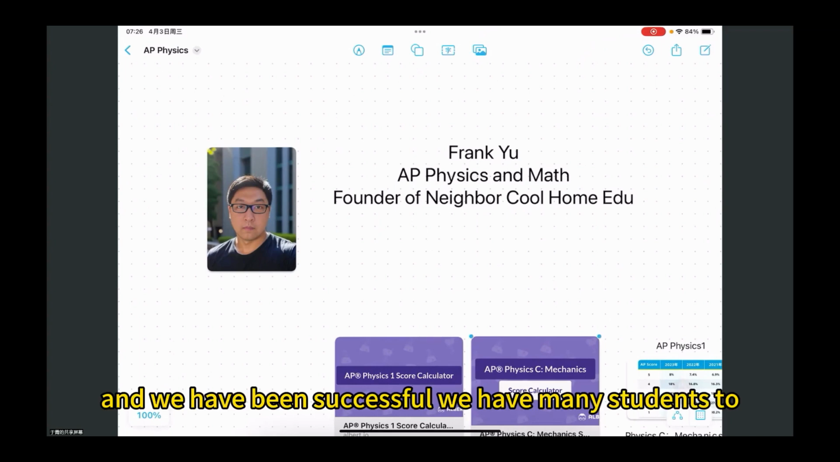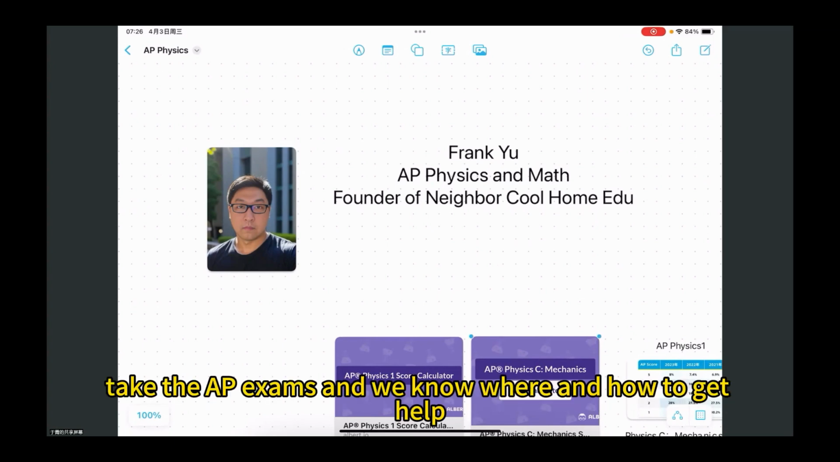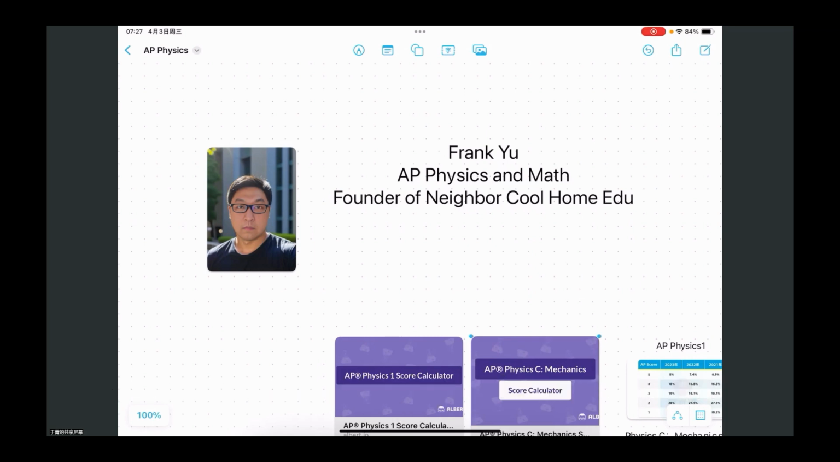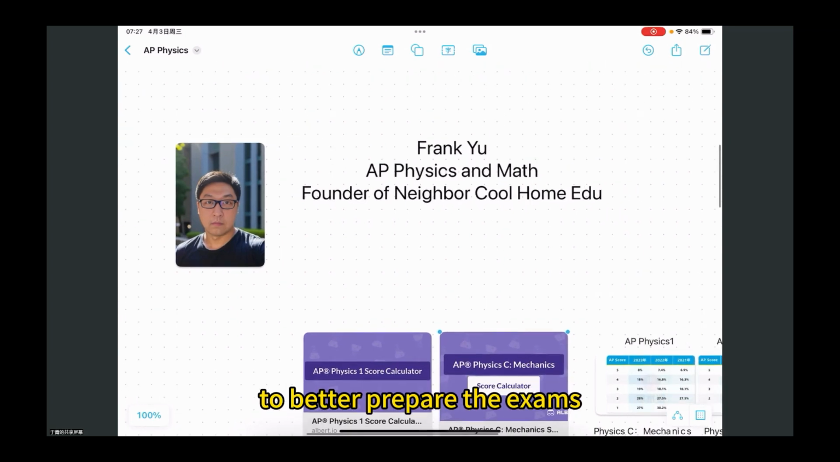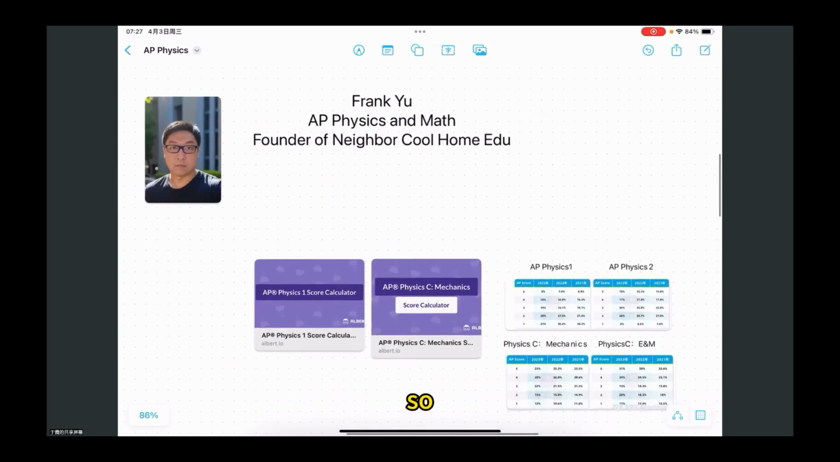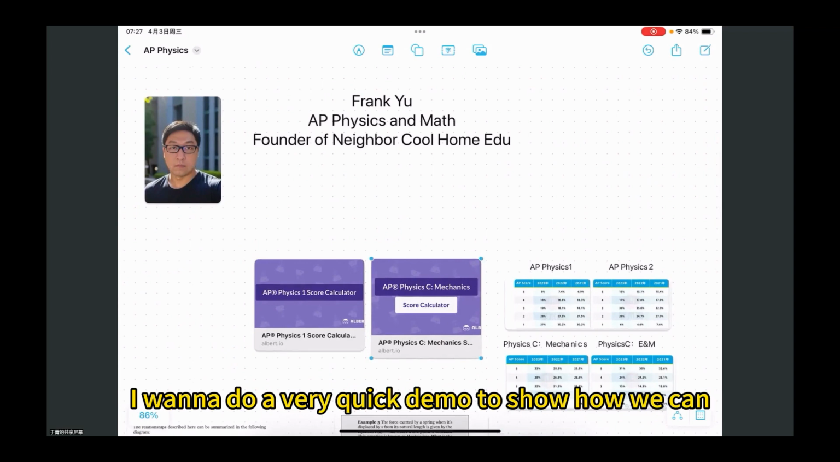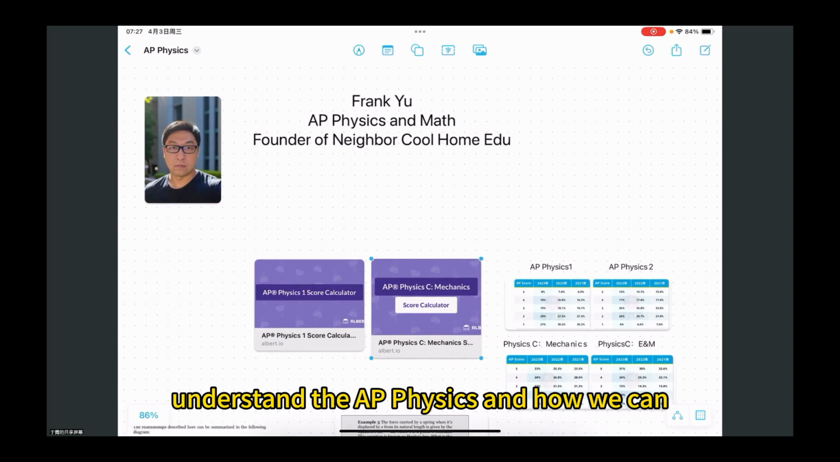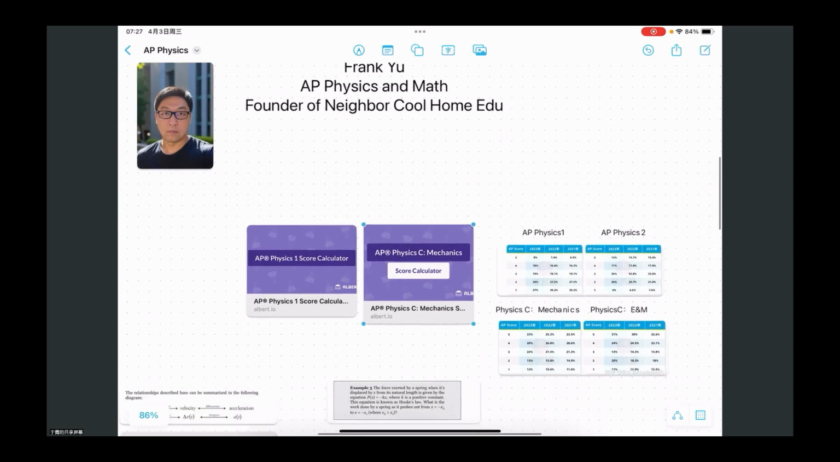We help many students to take the AP exams, and we know where and how to get help to better prepare for the exams. So I want to do a very quick demo to show how we can understand AP Physics and how we can learn AP Physics C.